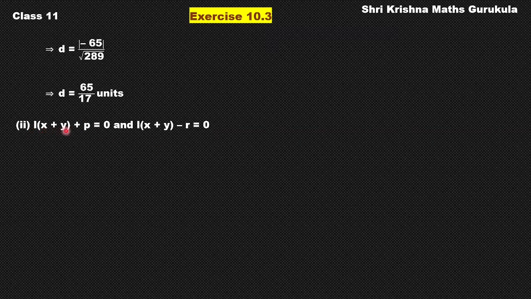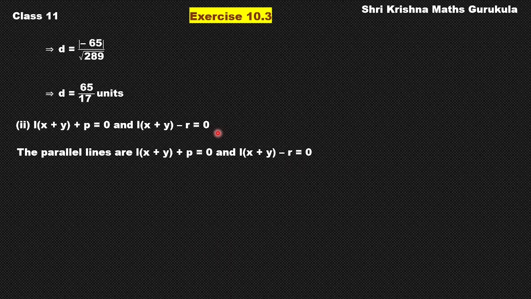It is L into x plus y plus p equal to 0, L into x plus y minus r equal to 0. These are the equations of parallel lines. Here again you can compare and see that the x and y terms are the same. It only differs by their constants. So these are parallel lines. Distance between them, as I told you, is the perpendicular distance, that is the shortest distance, which is D.